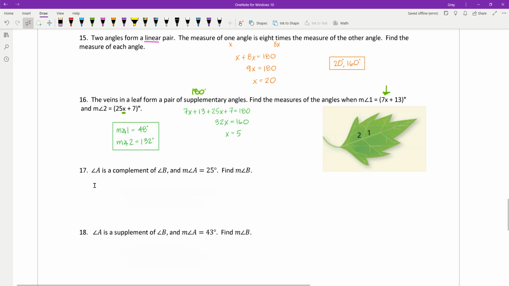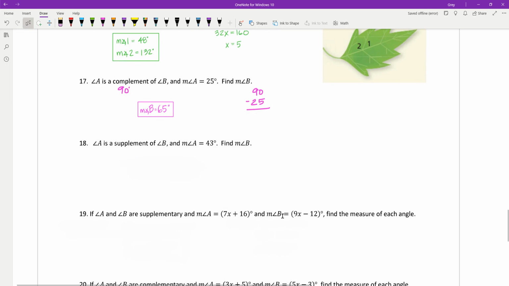All right. Angle A is the complement of B, and the measure of angle A is 25 degrees. Well, if it's a complement, it's 90. You might want to write this down every time you're doing it. Complement is 90. Supplement is 180. What I'm trying to say is complement is 90 degrees. So all I have to do is 90 minus 25, and that answer, of course, is 65 degrees.